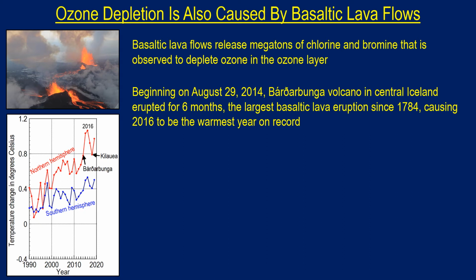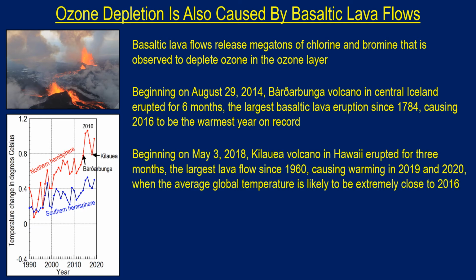Beginning on May 3, 2018, Kilauea volcano in Hawaii erupted for 3 months, the largest lava flow in Hawaii since 1960, causing warming in 2019 and 2020, when the average global temperature is likely to be extremely close to the maximum temperature in 2016.